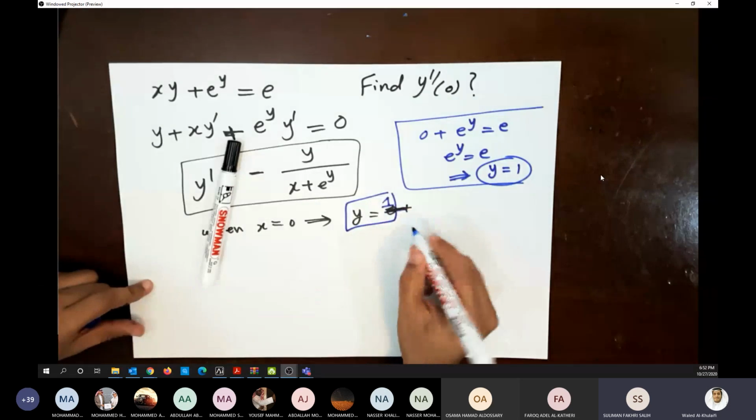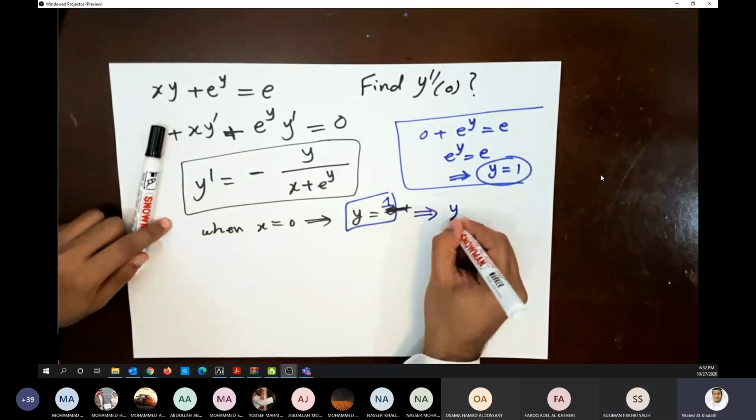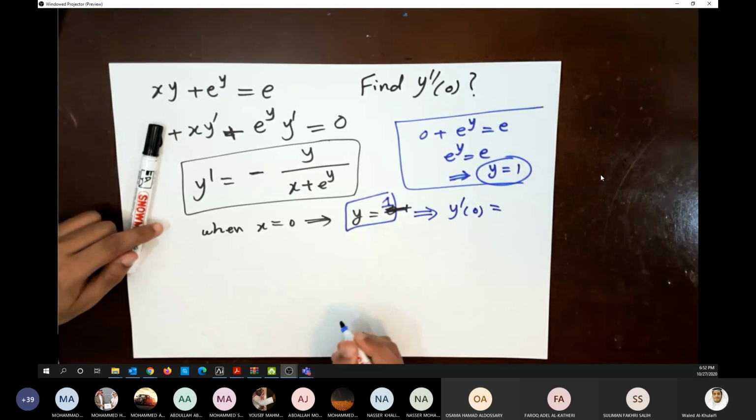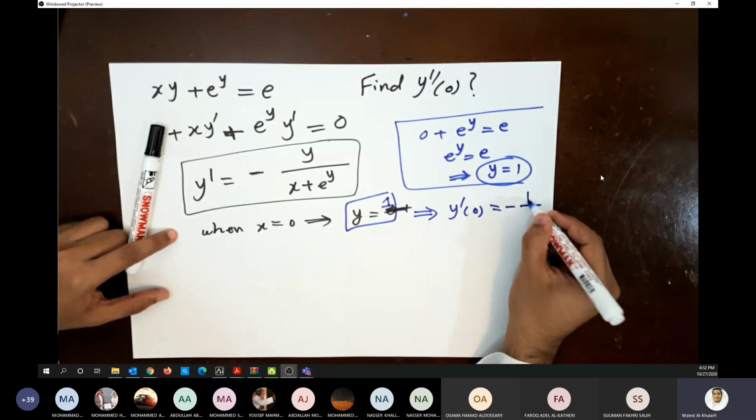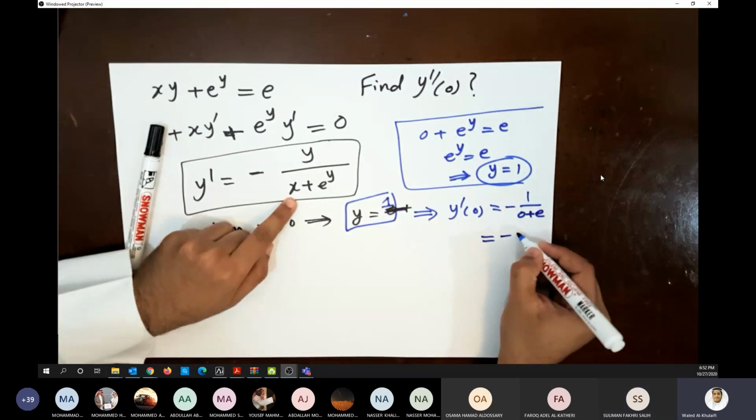Now if x equals 0 and y equals 1, what is y prime? Minus 1 over 0 plus what, guys? e, right? So we have negative 1 over e.